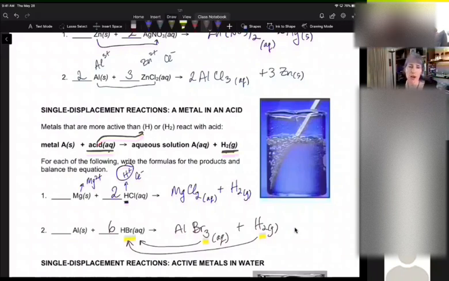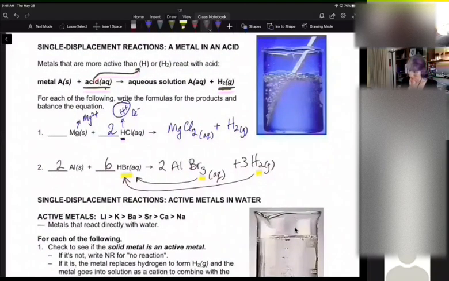So if we look at the products, we see that one has 3 bromine, the other has 2 hydrogen, but they come in as a 1-to-1 compound with HBr. So we'll need 6 HBr to make both of those. So that'll give us 2 in front here and a 3 in front here, and that means 2 aluminum.